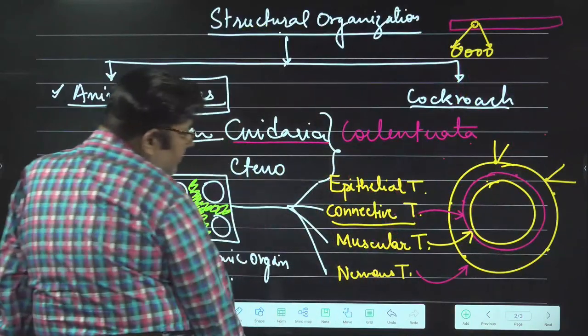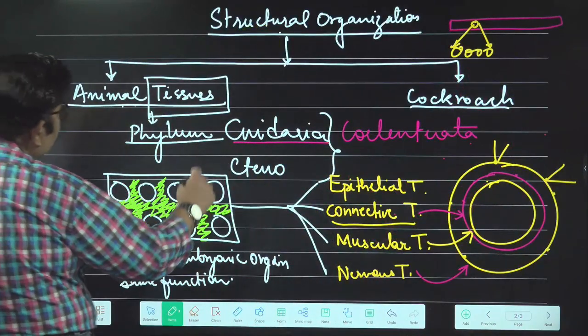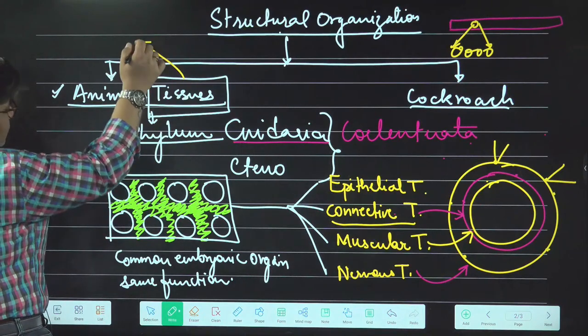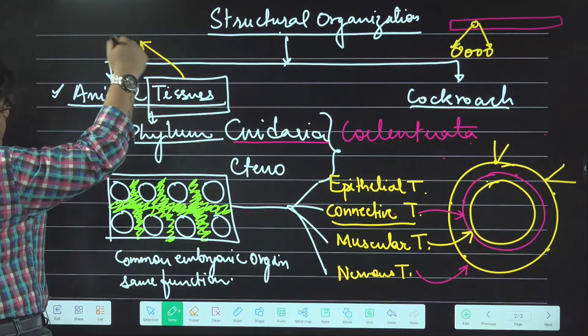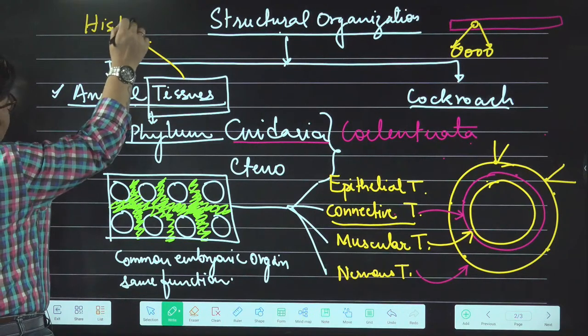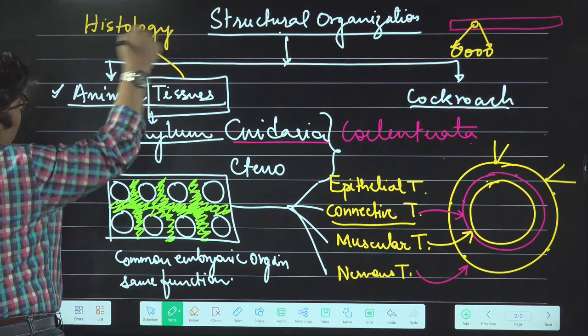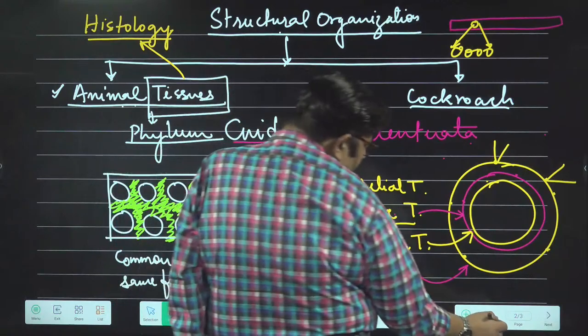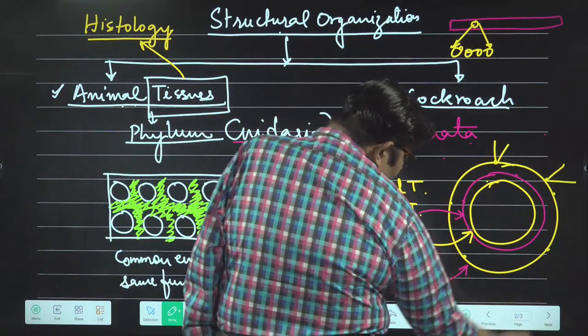Let me go to this place, common place, better animal tissue. The study of tissues as such, not only animal, is known as histology. The scientific study of tissue is called histology. Okay, let me go to the next page.